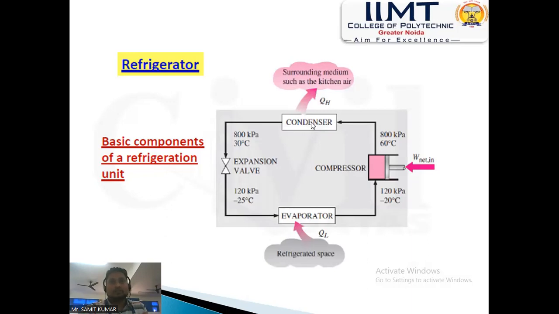The condenser works to release heat to the surrounding, and the warm air is heated and goes to the surrounding. After that it goes to the expansion valve. Here the refrigerant is completely converted from vapor form to liquid form. After that its temperature goes down to minus 25 degrees centigrade, and the pressure also decreases from 800 kilopascal to 120 kilopascal.